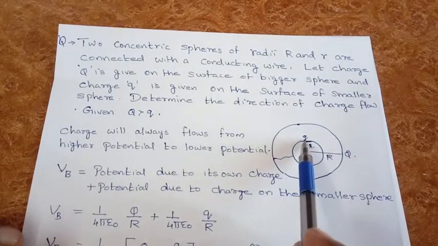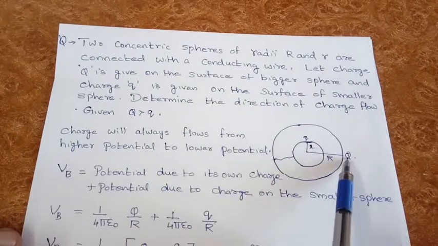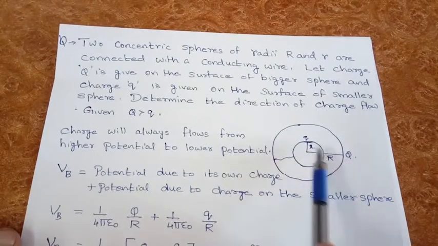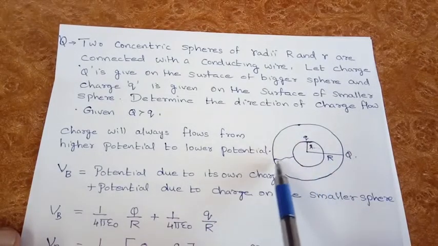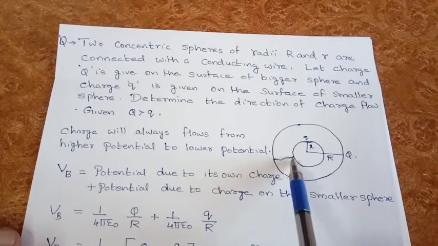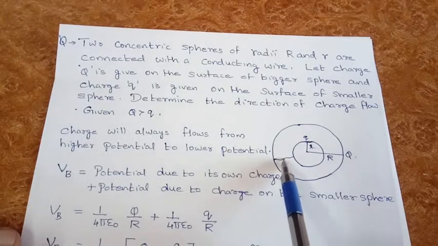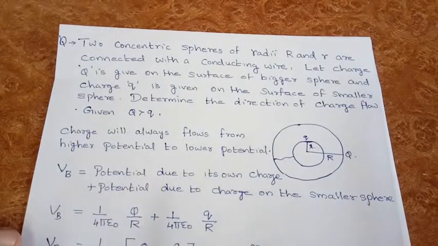Small q charge is given on the surface of the inner conductor, capital Q charge is given on the surface of the outer conductor, capital Q is bigger than small q. Now these two conductors are connected by a conducting wire. Now they are asking what is the direction of the charge flow.